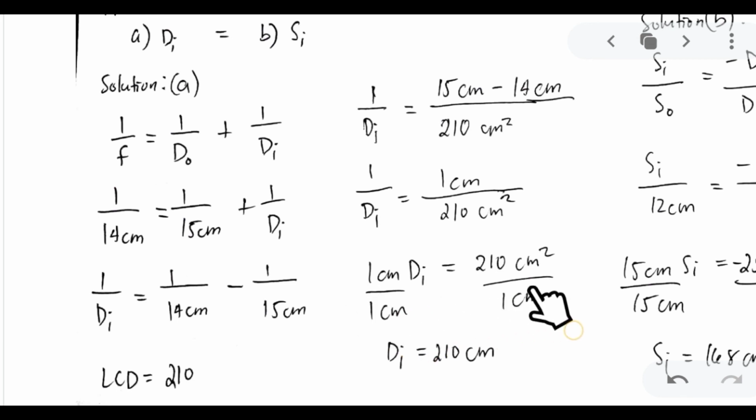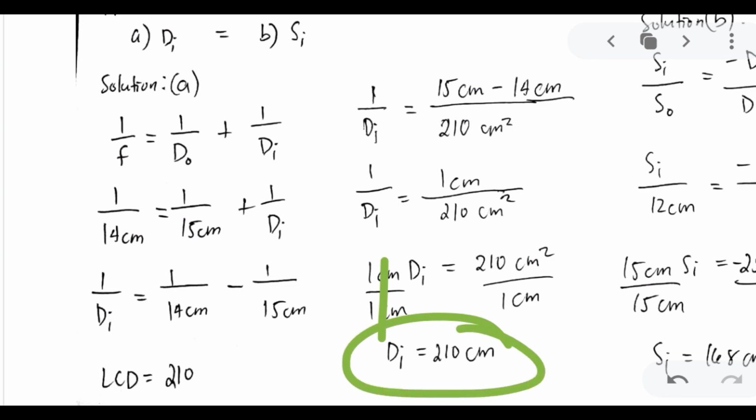Then divide both sides by 1 cm so that you can have the di variable. And then you will be able to cancel the 1 cm and then divide 210 cm squared by 1 cm, law of exponent, you will be able to have 210 cm. Okay, and that is the distance of your image for letter A.